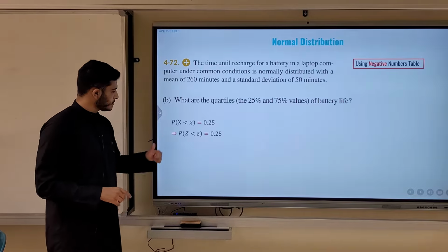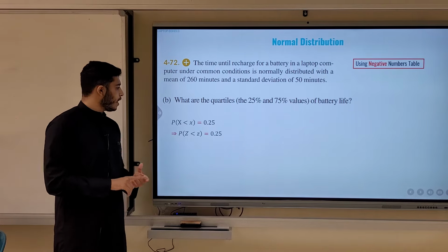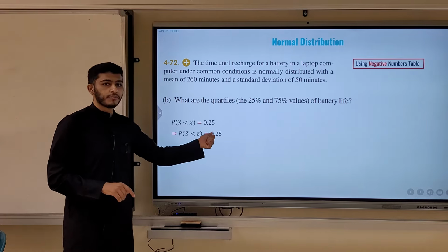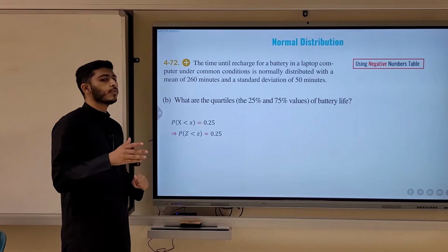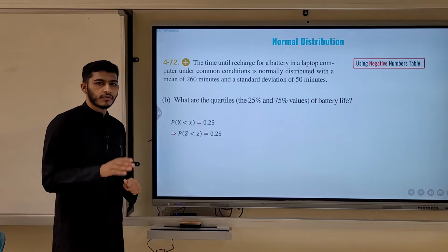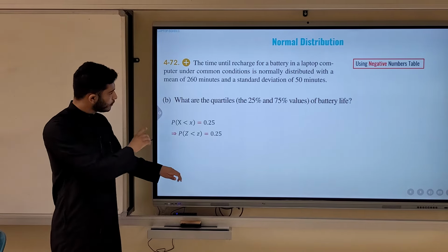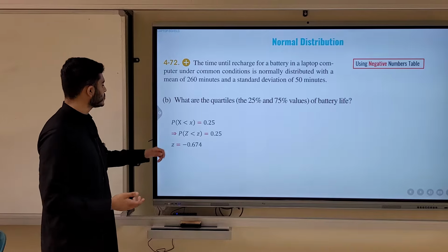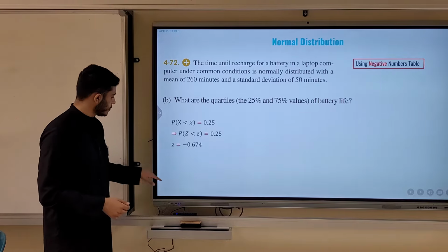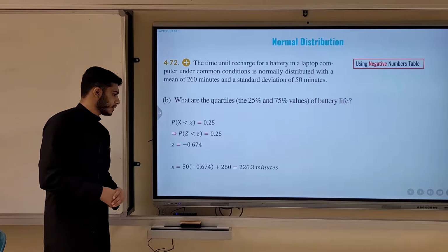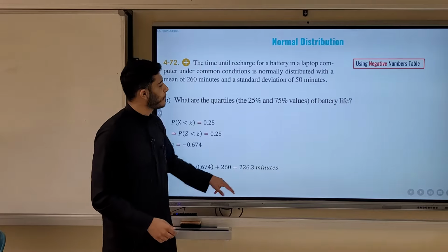As we know, this expression is cumulative, and the z is negative. Why? Because this is 0.25, which is less than 0.5, and as we know, the cumulative for whatever negative number we have is always less than 0.5. Okay? We go look for it in the table. We get this value for z, and we do the reverse standardization. We should end up with the answer here, which is the first quartile, or Q1 if you wish.